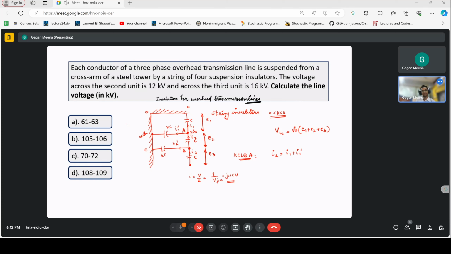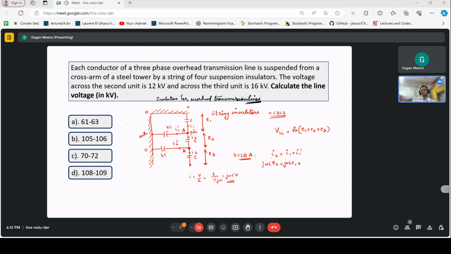Plus, now the voltage across this KC capacitance is also E1. So it is j omega KC, not C. It will be KC into E1. So now j omega C cancels out. You will find E2 is equal to (K plus 1) times E1.